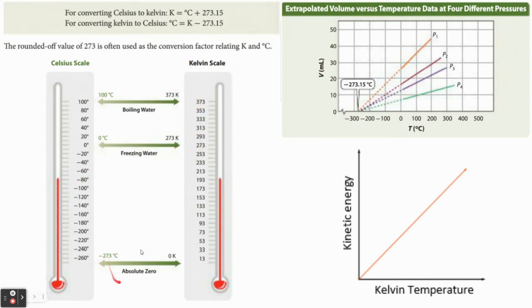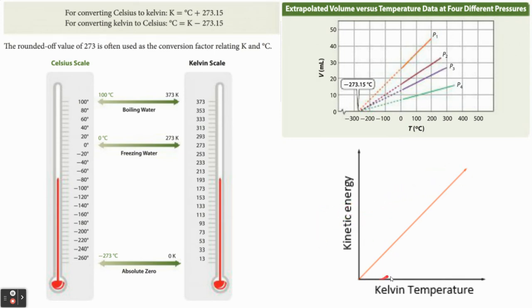And then absolute 0 would be 0 Kelvin, which is the lowest temperature you can get. And that would be negative 273.15 degrees Celsius. So what do I mean by Kelvin relates directly to the kinetic energy?